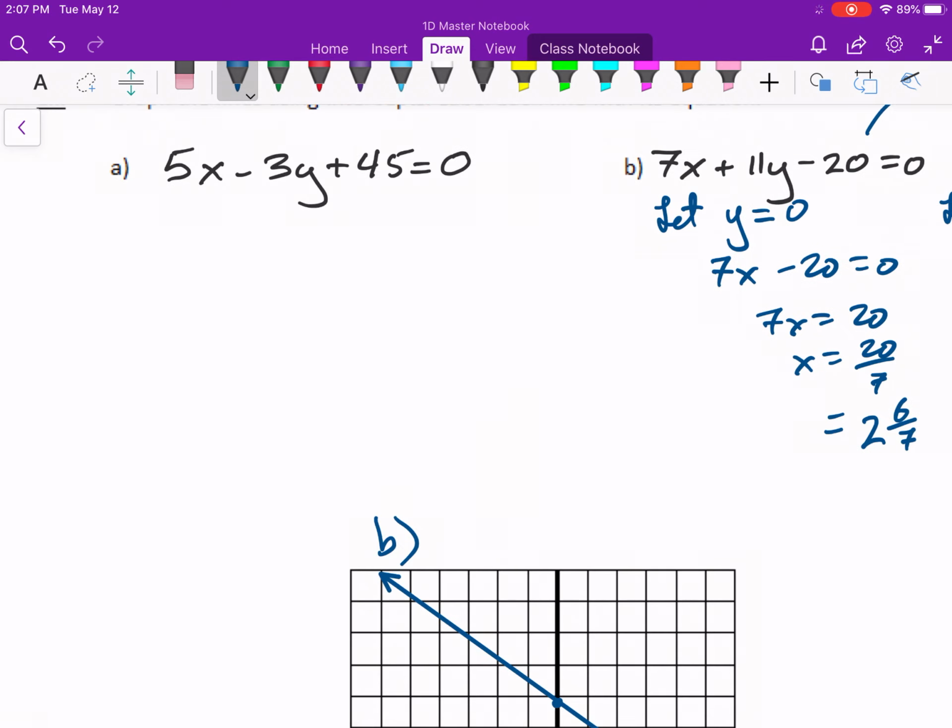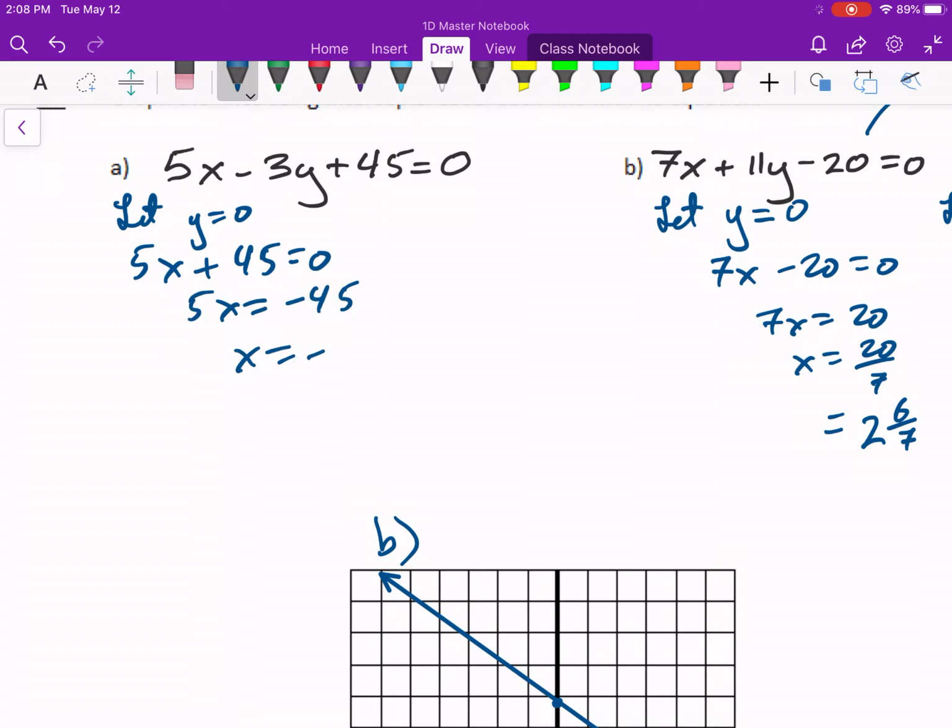To get the x-intercept for this one, we're going to let y equal 0. If I let y equal 0, I'm left with 5x plus 45 equals 0. And so 5x equals negative 45, x equals negative 9. And to get the y-intercept, I'm going to let x equal 0.